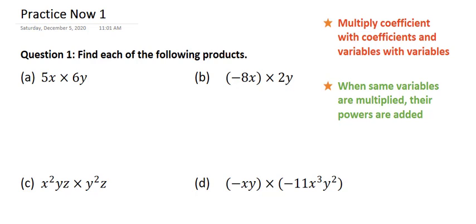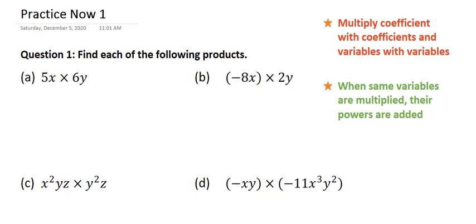Hello and welcome back. Since you have seen how to find the product of algebraic terms when there is more than one variable in worked example 1, let's use those rules to solve practice now 1. There are two rules that you need to follow. First, when we have to multiply algebraic terms, we multiply coefficients with coefficients and variables with variables. And when the same variables are multiplied, their powers are added.